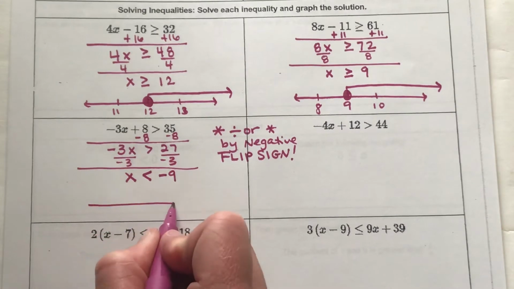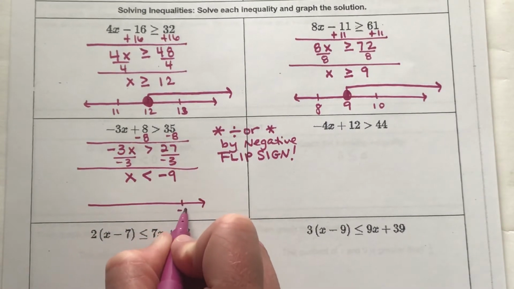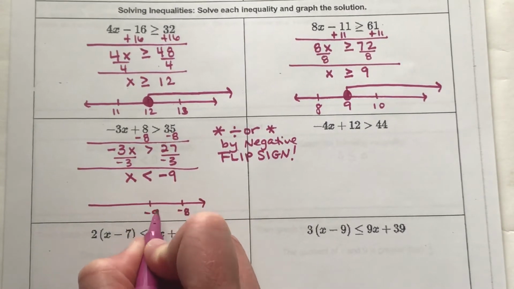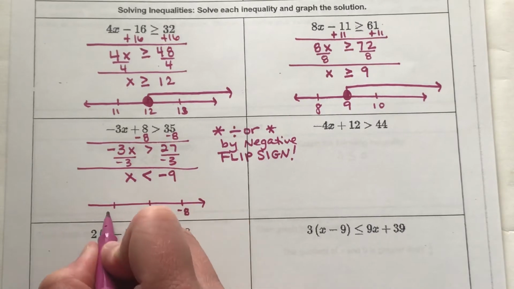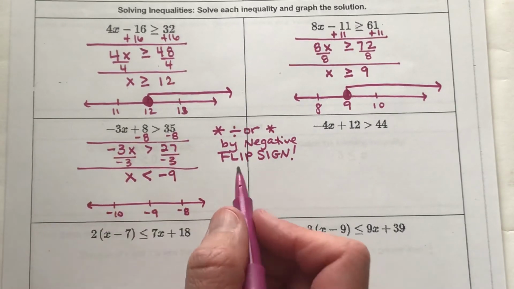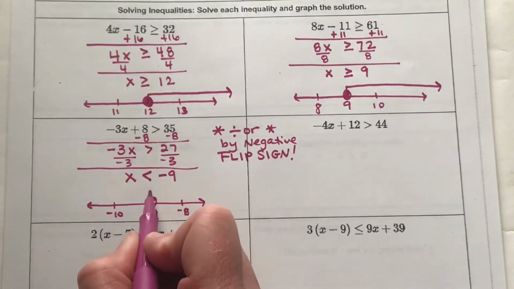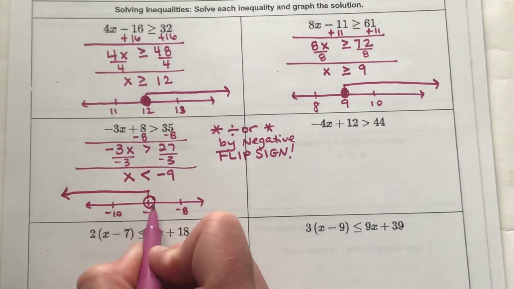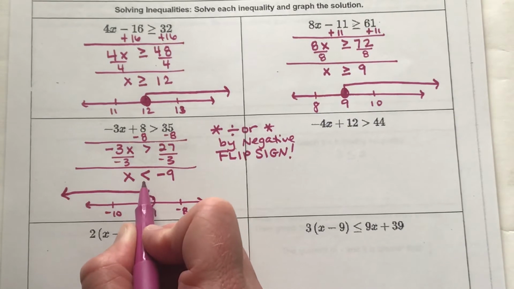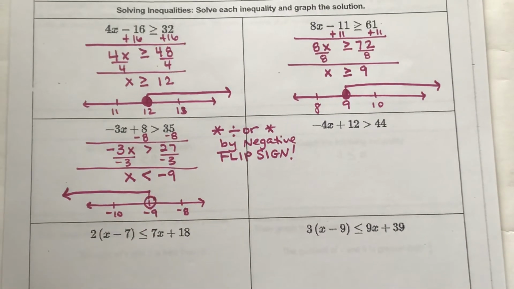So here's my number line. Here's a negative 8, a negative 9, and a negative 10. And if I circle negative 9, because that's the number we're referencing, I need to shade to the left. But this time I'm going to keep it open because there's not an equal to line underneath.